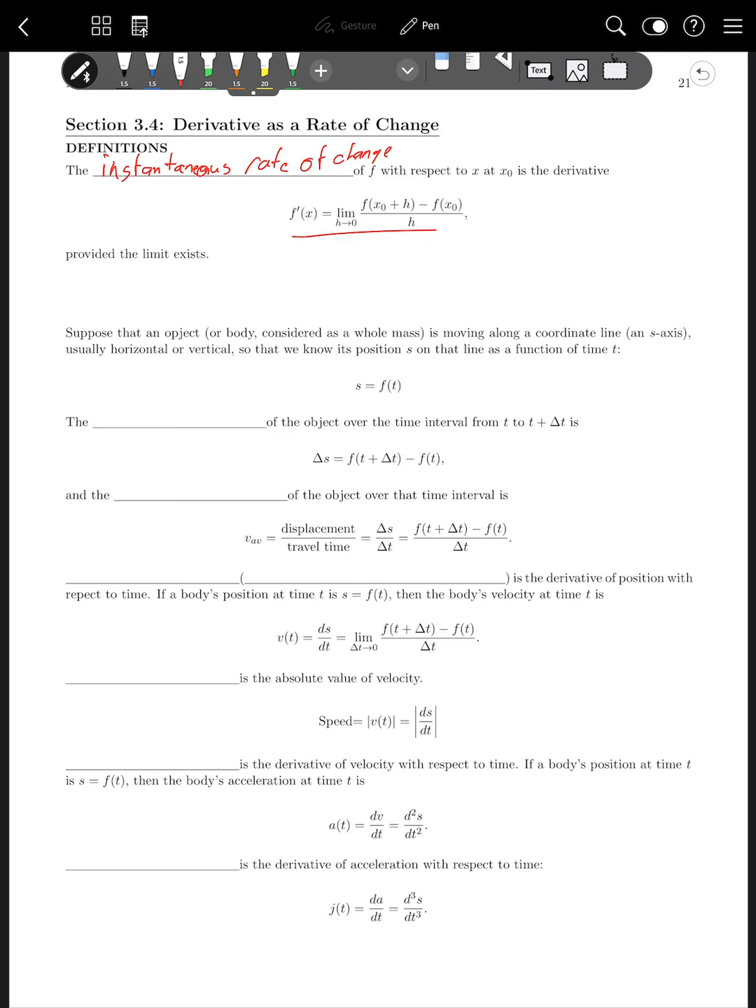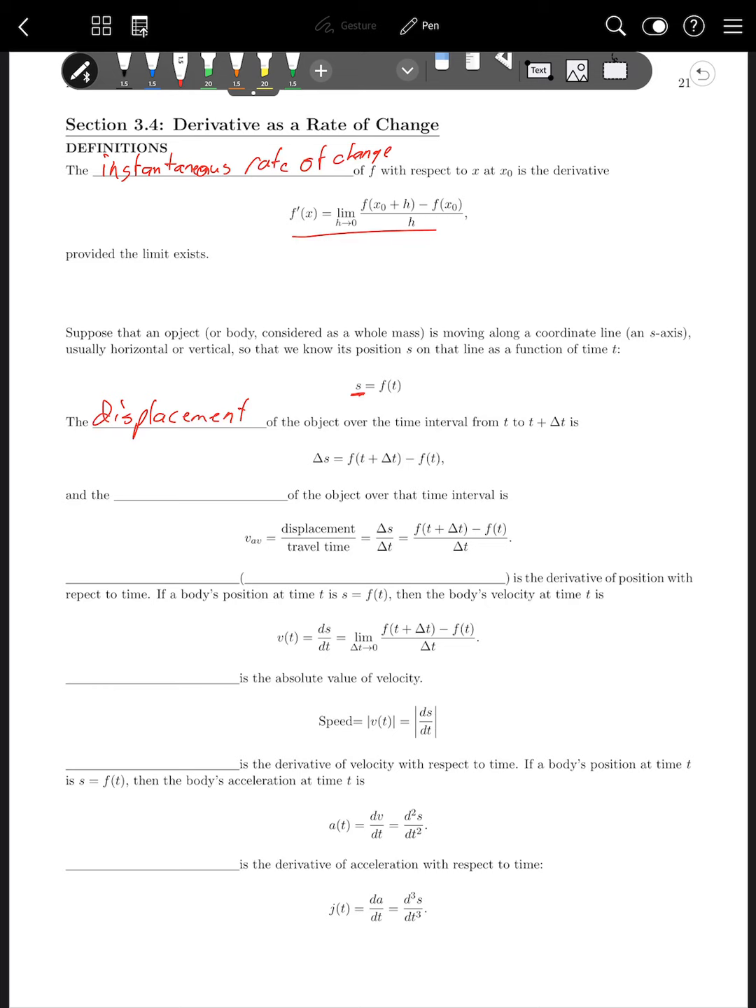So suppose that an object or body considered as a whole mass is moving along a coordinate line, an s-axis, usually horizontal or vertical, so that we know its position s on that line as a function of time. Notice we're going to use s for position, because we use p for a lot of other stuff as well. So the displacement of the object over the time interval from t to t plus delta t is delta s, which is f of t plus delta t minus f of t.